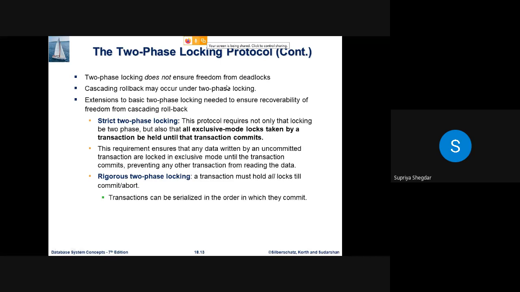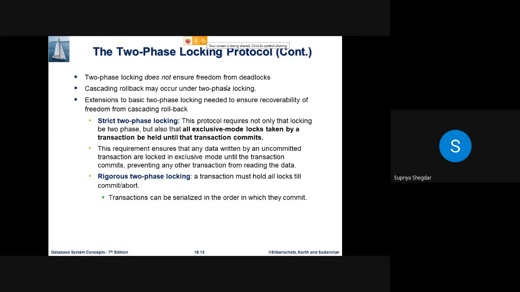There are two extensions of the two-phase locking protocol to ensure recoverability and freedom from cascading rollback. The first extension is the strict two-phase locking protocol, and another one is the rigorous two-phase locking protocol. So what does the strict two-phase locking protocol mean?